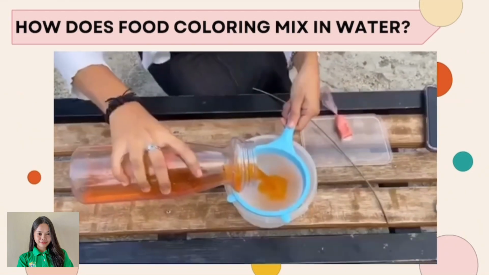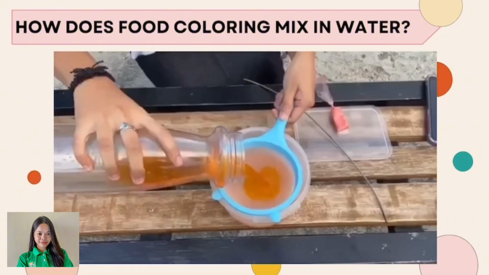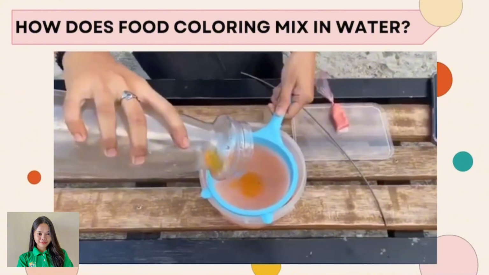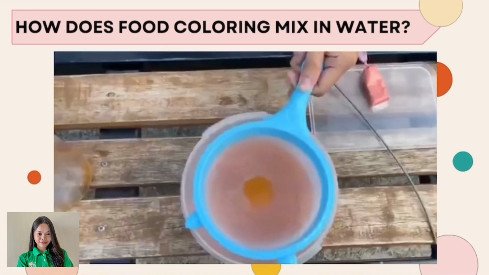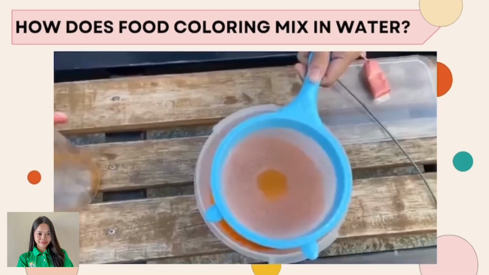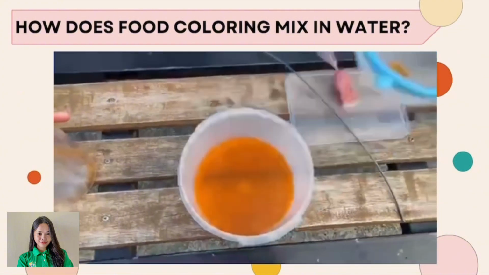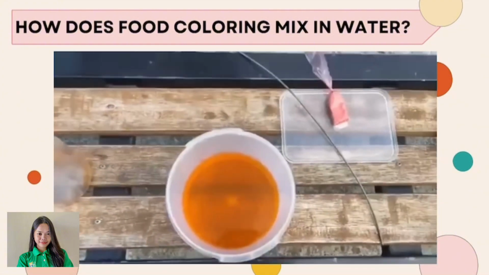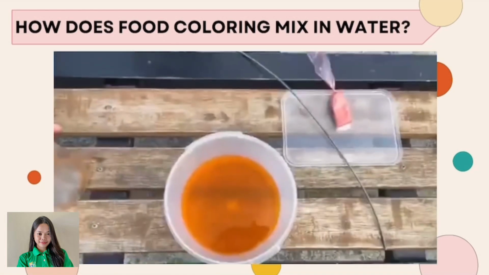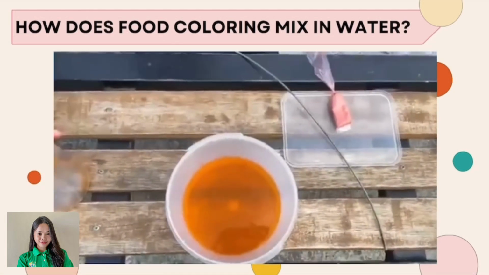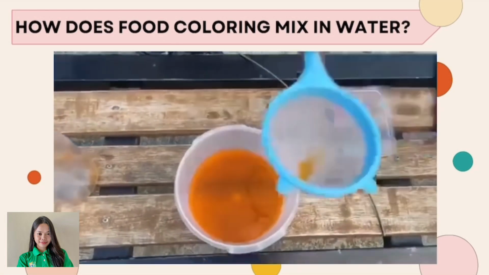The experiment demonstrates that food coloring dissolves in water and spreads throughout the liquid, creating new colors when mixed with water. It demonstrates diffusion, where molecules move from high concentration areas, the drop of food coloring, to lower concentration areas, the surrounding water, and how primary colors combine to create secondary colors.